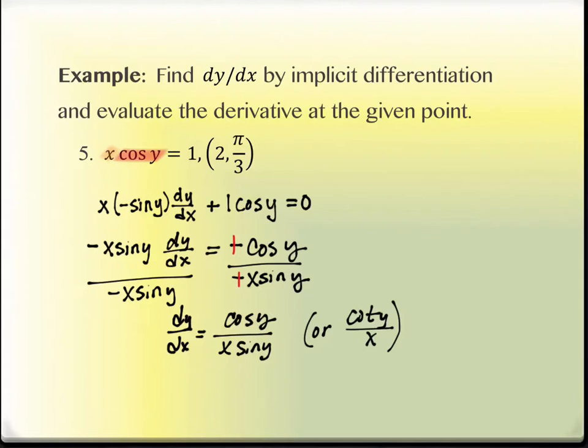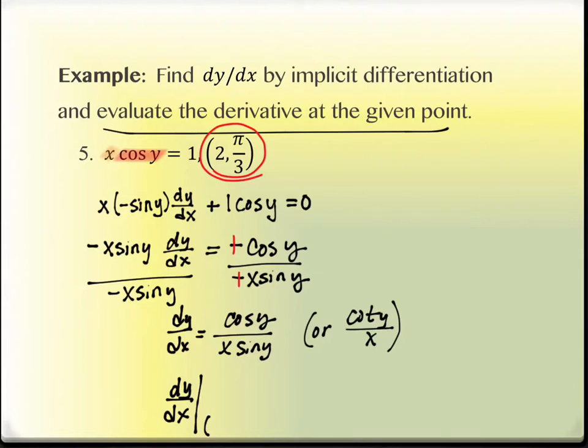But the directions wanted us to do this piece about evaluating. And this is the point at which we're evaluating. So x is 2 and y is pi thirds. So we're doing dy dx, and we're evaluating it at the point 2 and pi thirds. So that's how I'm going to write my notation to remind us that we're not finding dy dx in general anymore. We're plugging in a point. So x is 2, so that's right here. So I have the cosine of pi thirds over the 2 was positive, right? Yeah. And then the sine of pi thirds.